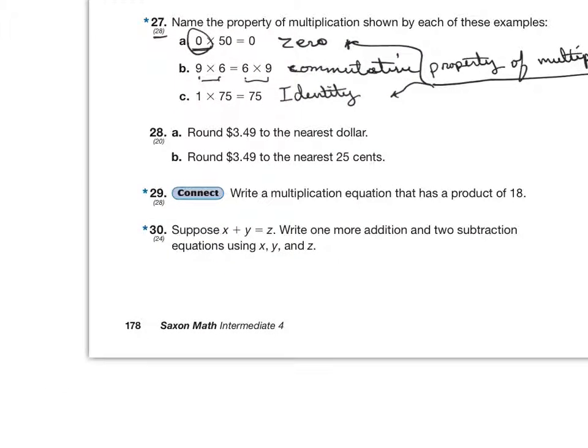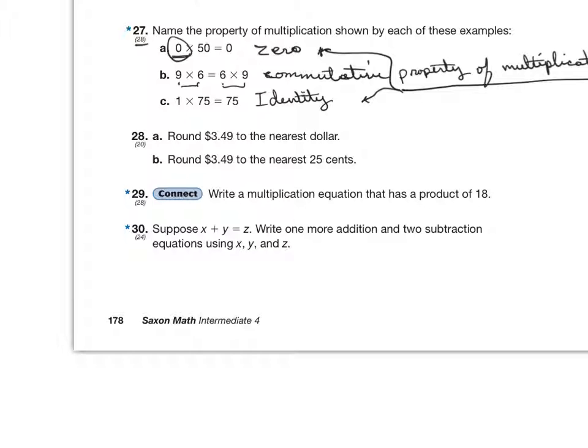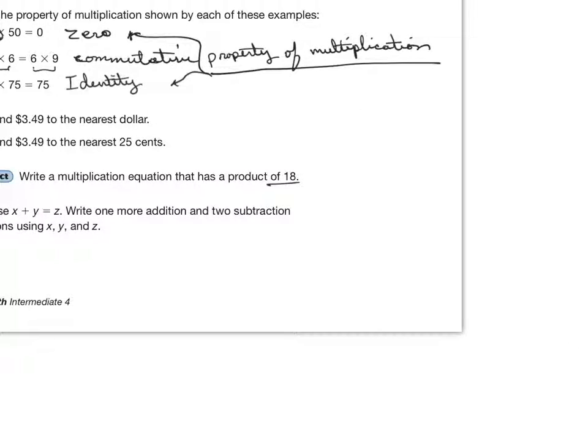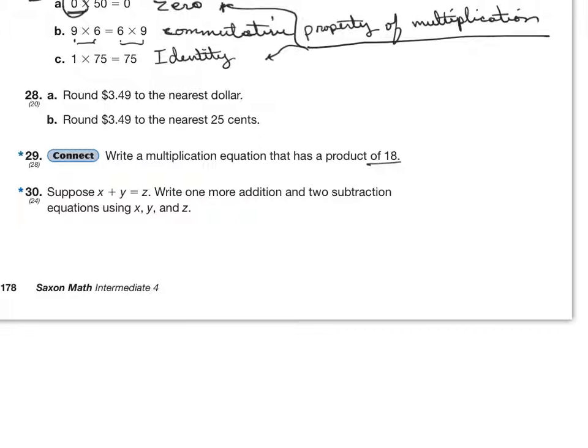It's not a freebie. 29, write a multiplication that has a product of 18. Get creative. There's no right answer. Use 2 of the factors of 18 you choose. You can use 3 factors if you want. It's entirely up to you. Have fun with it.